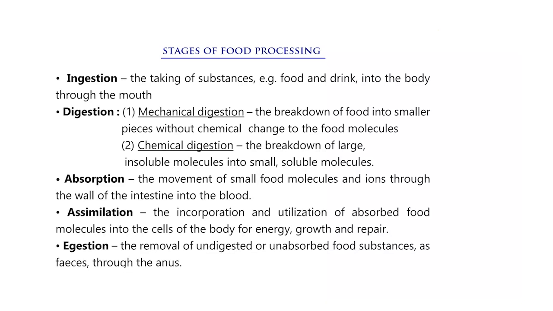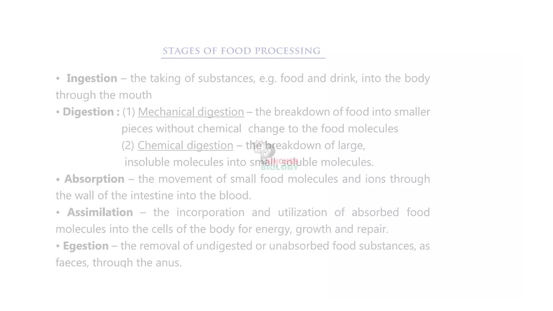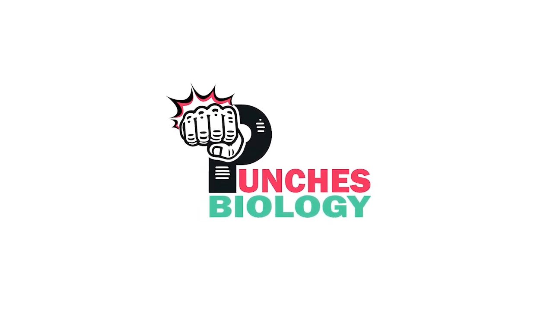Egestion, on the other hand, is the removal of undigested or unabsorbed food substances that cannot be digested, food substances that cannot be absorbed. For example, if you consume or take in a plastic material, that plastic material will still come out through the anus as feces or part of feces. The plastic cannot be digested. So that is egestion. Let us now look at the different organs which are involved in the process of digestion.